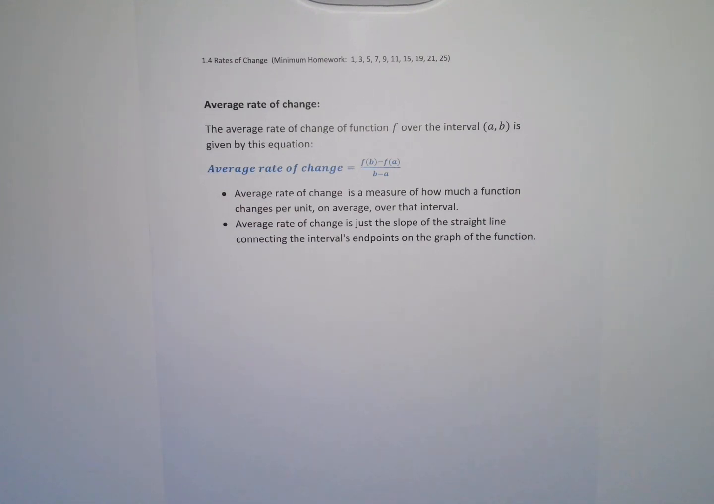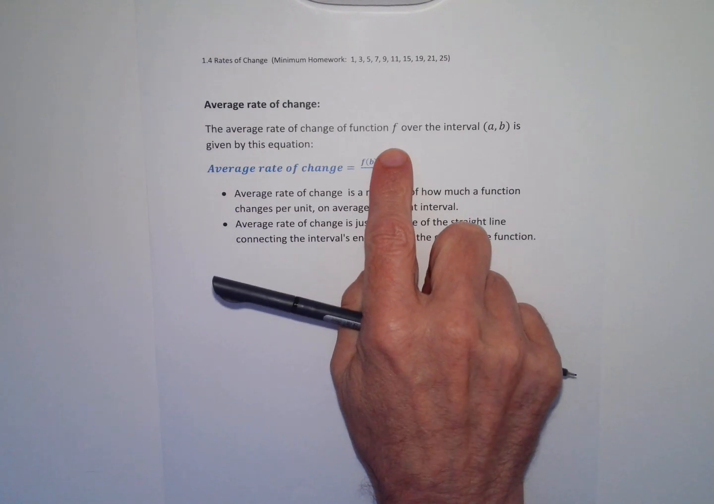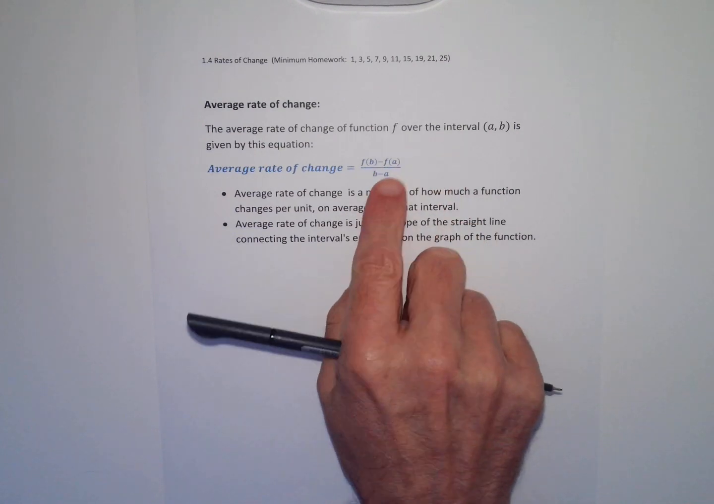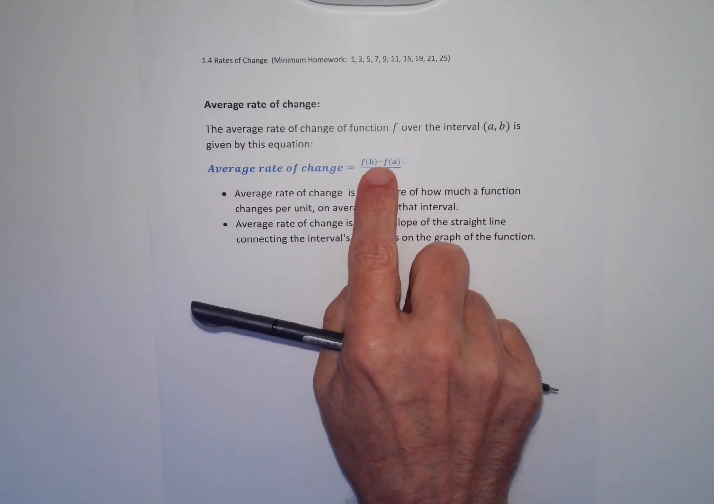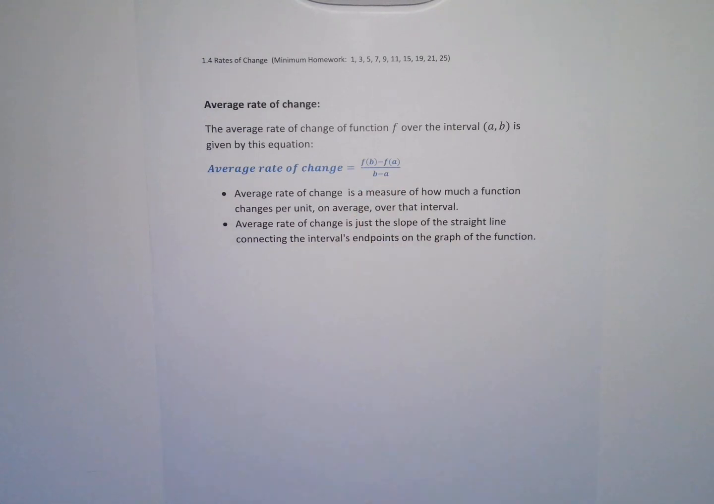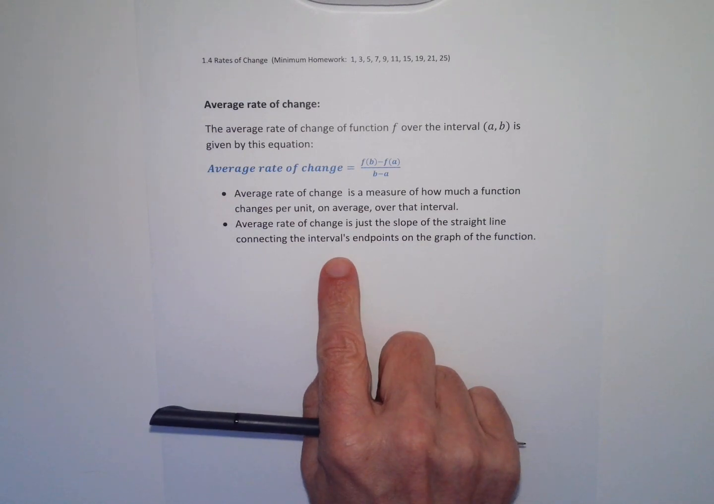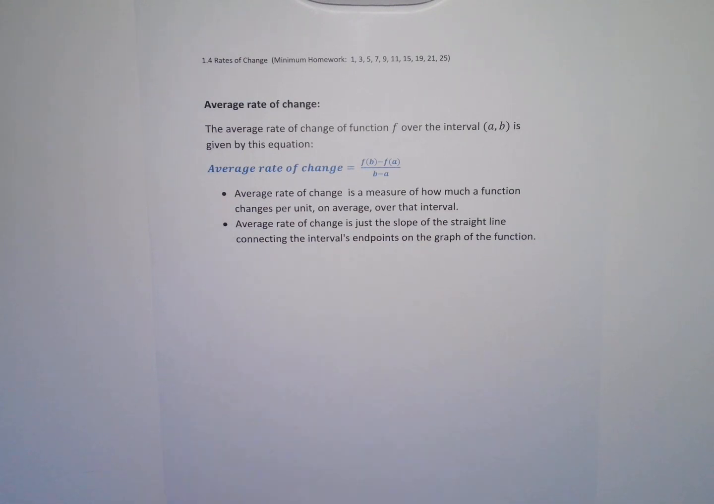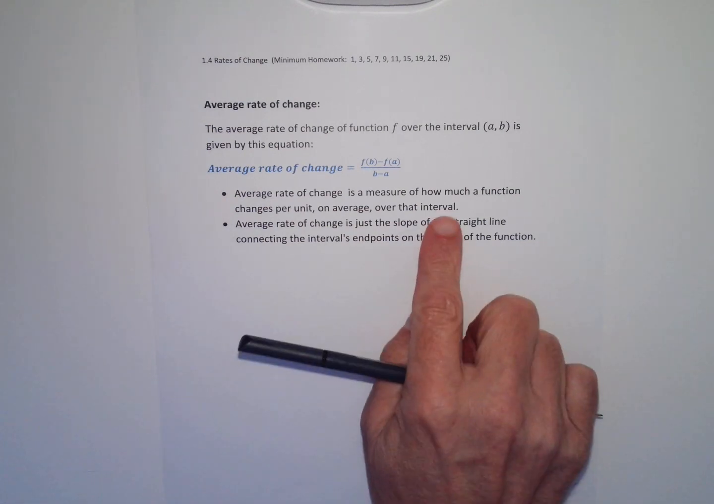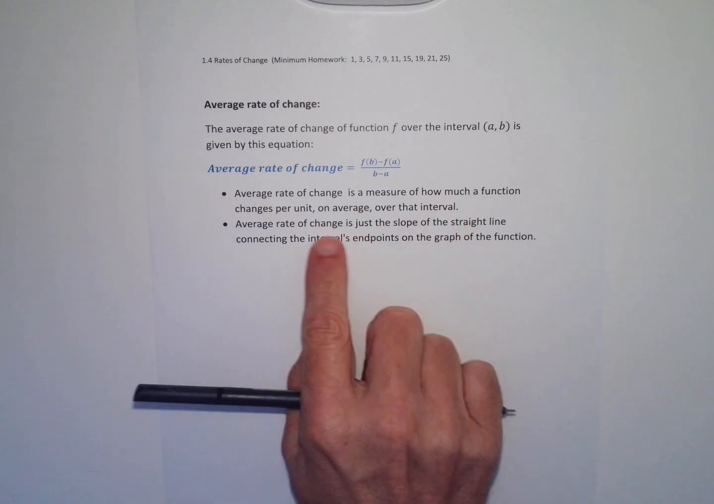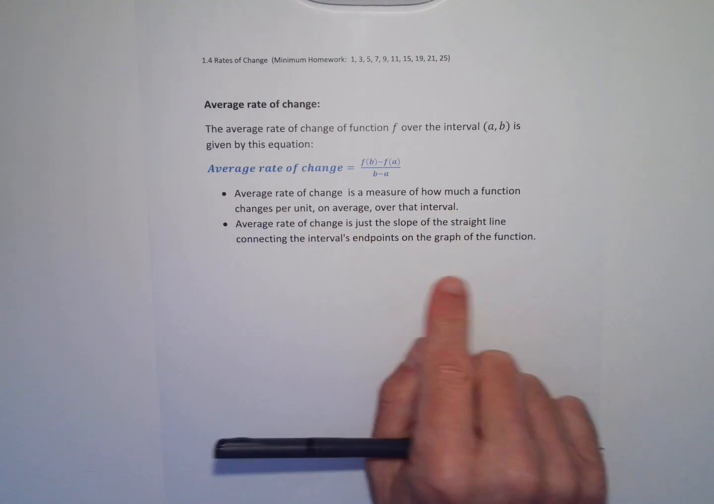So the average rate of change of a function over an interval is given by this equation. And this equation turns out just to be an equation for slope written in function notation with slightly different variables. But the average rate of change is just the slope of a straight line that connects 2 points on the graph of a function. And the average rate of change is a measure of how the function changes per unit on average over that interval.